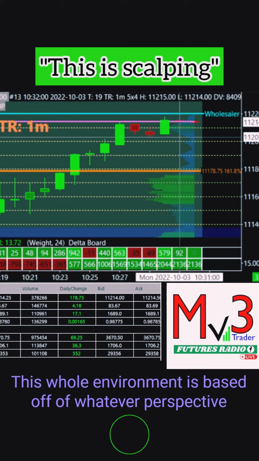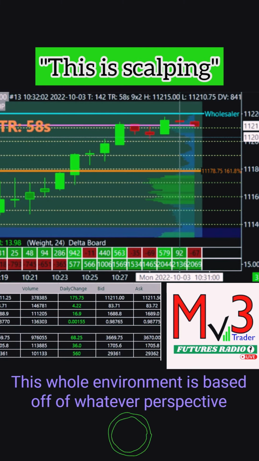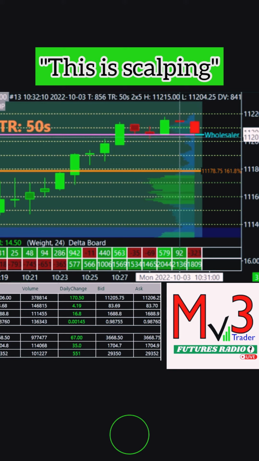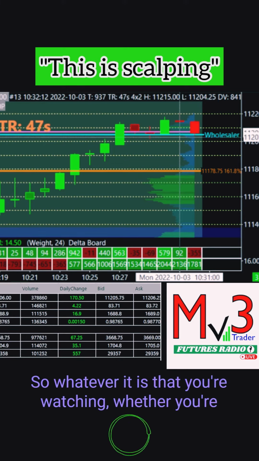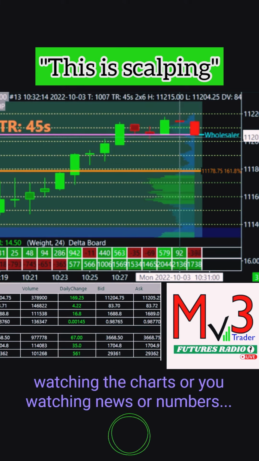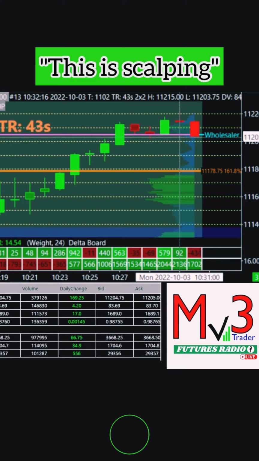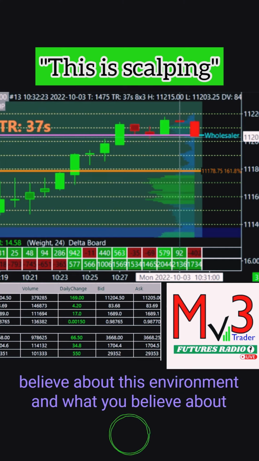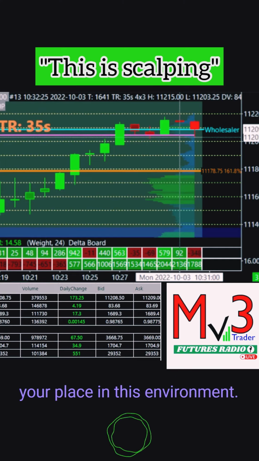Because this whole environment is based off of whatever perspective you're viewing this price action and all this stuff from. So whatever it is that you're watching, whether you're watching the charts or you're watching news or numbers, what sense it makes to you is going to be based off of what you believe about this environment and what you believe about your place in this environment.